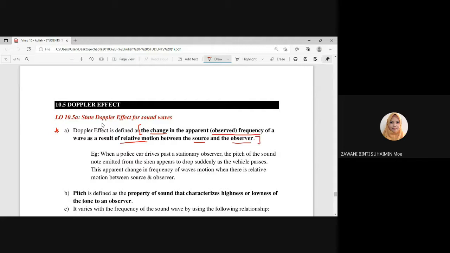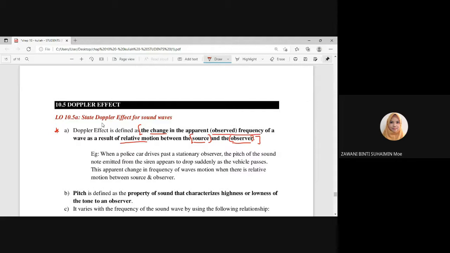Okay, so maksudnya change of frequency of the wave lah, iaitu bunyi wave for sound wave of the siren of the ambulance. Okay, so relative motion ni maksudnya sama ada awak yang bergerak, awak adalah observer tau. Okay, ambulance tersebut adalah source of sound. Okay, source of the wave lah basically. So it's either awak yang bergerak ataupun source tersebut yang bergerak.